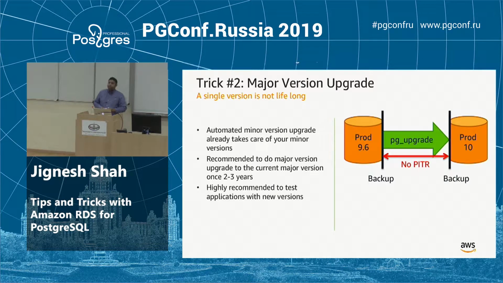The next trick is about doing major version upgrade. One of the things I did not mention in my earlier slide is when you do a major version upgrade, RDS will do two backups for you automatically: one before it starts the major version upgrade, and one after you finish it. The reason for doing this is, during major version upgrade, there is no point-in-time recovery.